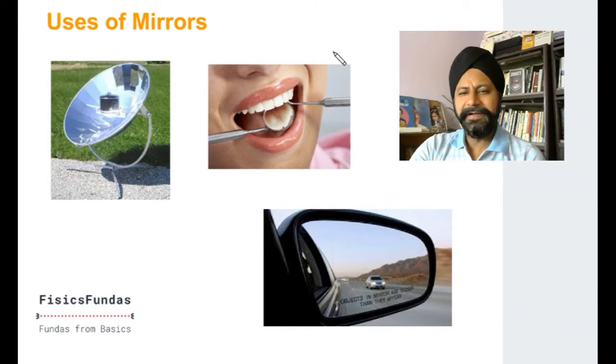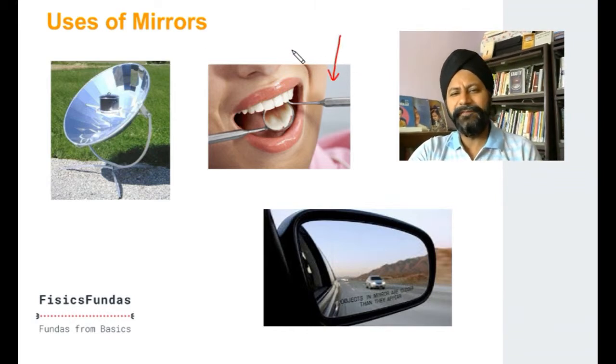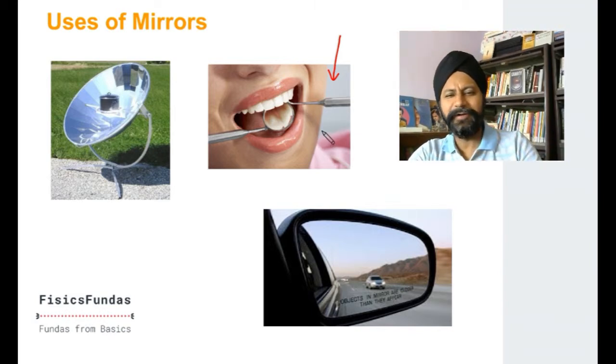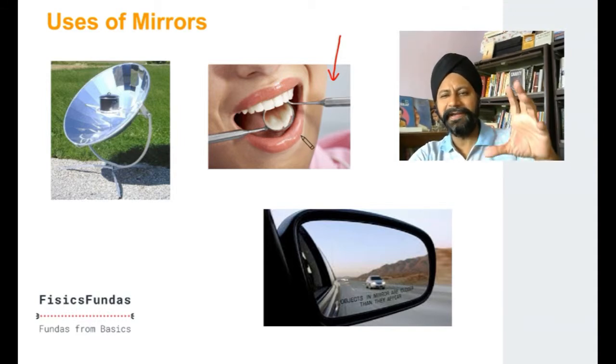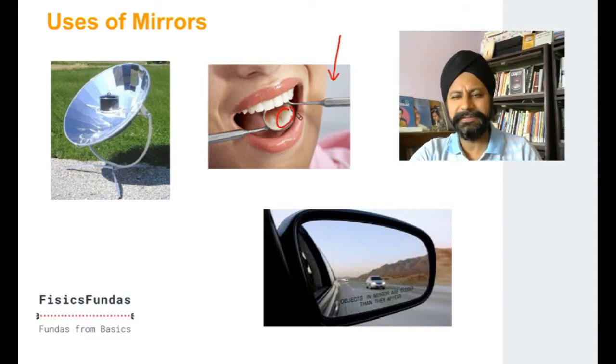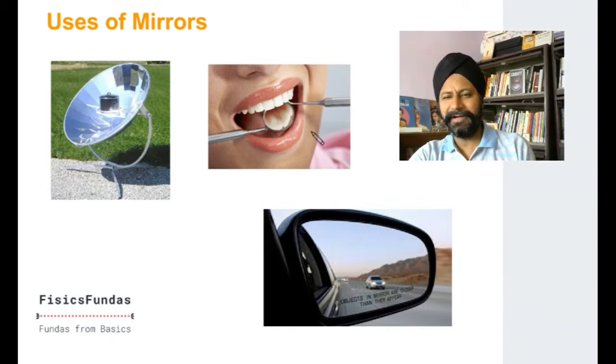Now another use here is the dentist mirror, for the concave mirror, right? Everybody understands this is a concave mirror. Why is it a concave mirror? Because remember, in the concave mirror, when the virtual image is formed, it's a big image, and the dentist wants to see a bigger image of the tooth so that the problem can be identified.